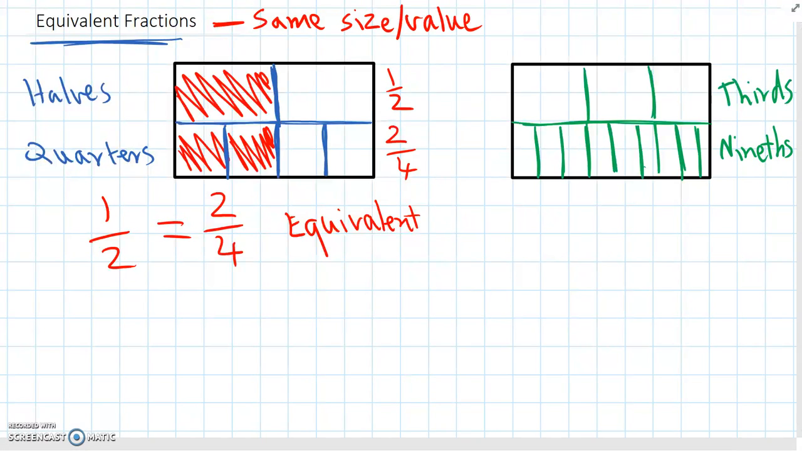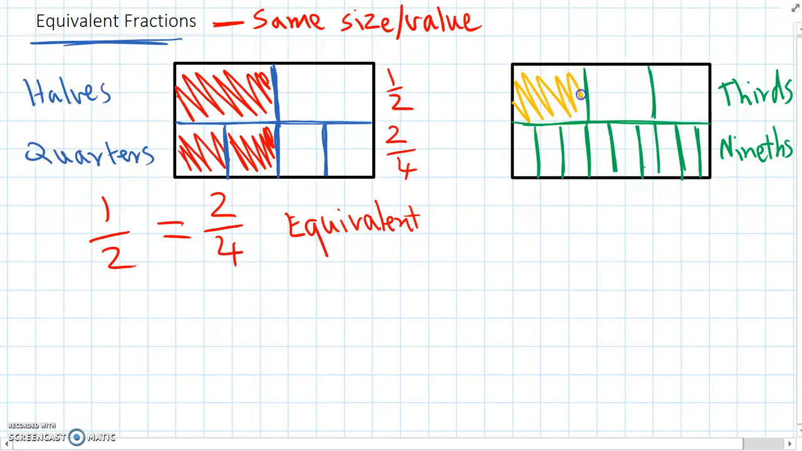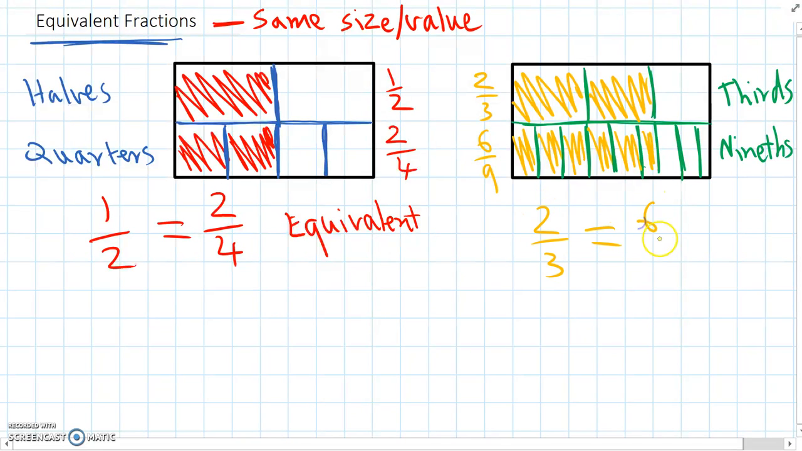Okay, let's shade in 2 thirds on the first row. 2 thirds. So to make 2 thirds in ninths, we're going to need to shade in 3, 4, 5, 6 ninths. So this means that 2 thirds is the same size as 6 ninths, or it's equivalent to 6 ninths.